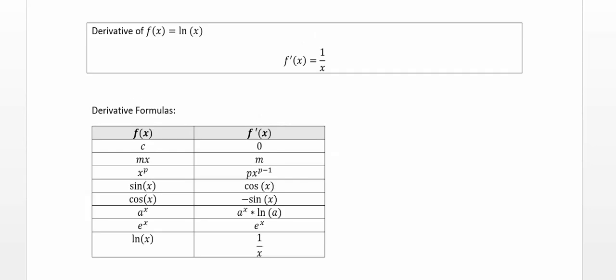Finally, we need to talk about the derivative of the natural log of x. The natural log of x has a shape that looks like this. It comes up. It's not defined for negative numbers or 0, so it approaches this asymptote here at x equals 0. And when you graph the derivative, if you look at every point and approximate what's happening, it looks like this.